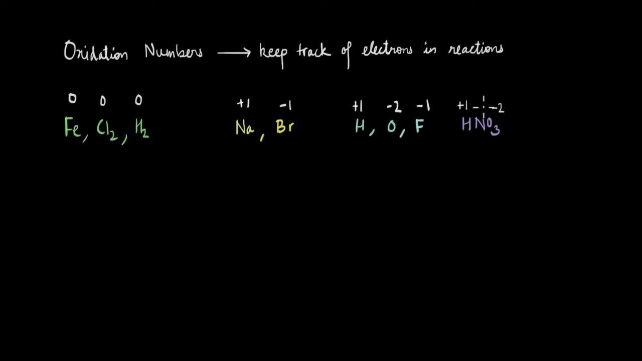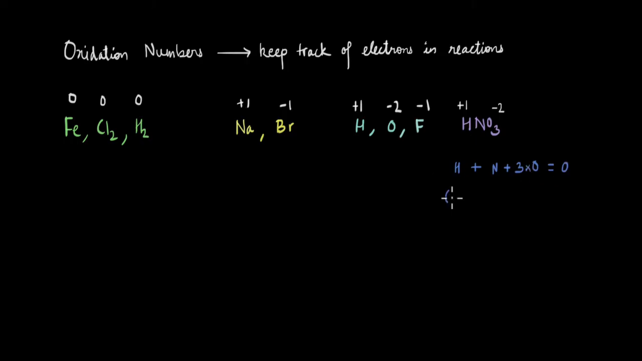So let's say we want to find the oxidation number of this nitrogen. We know that the sum of oxidation numbers of all the species in this neutral compound is going to be 0. So the oxidation number of hydrogen plus the oxidation number for nitrogen plus the oxidation number for 3 atoms of oxygen is going to be 0.